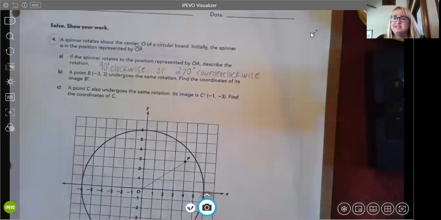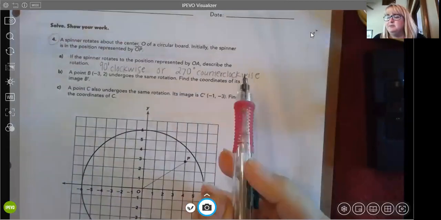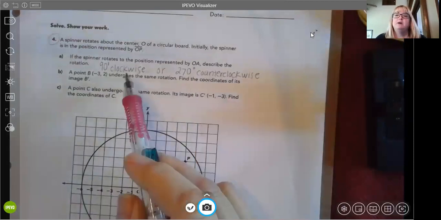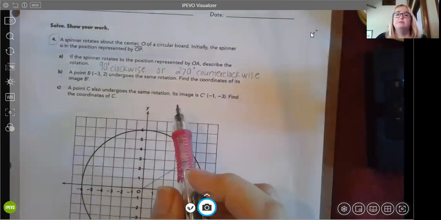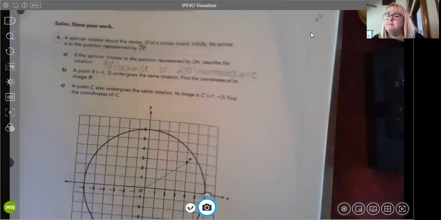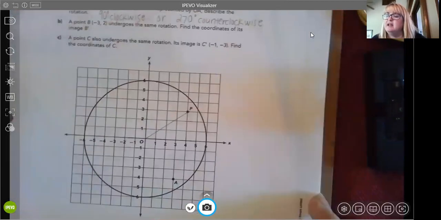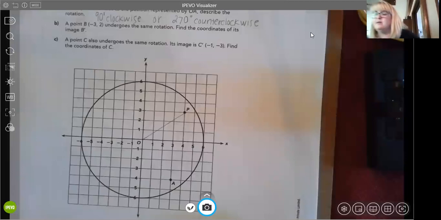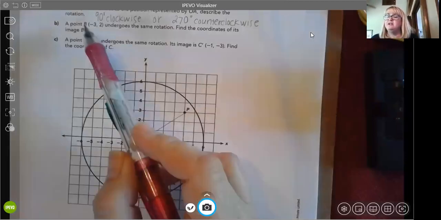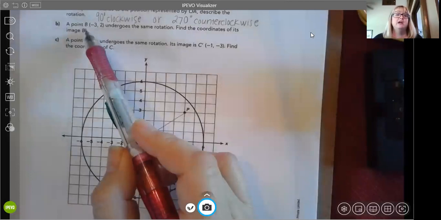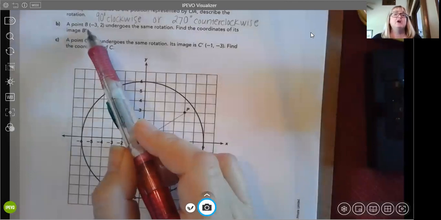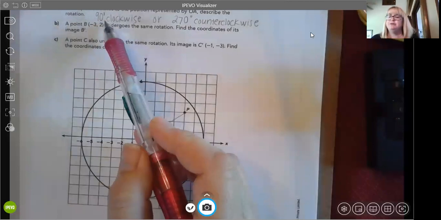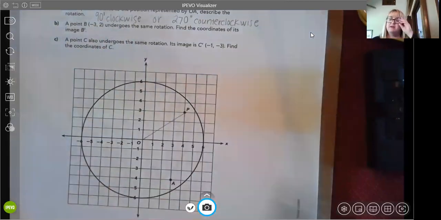So I wrote both answers, and either answer is acceptable. It doesn't tell you that you have to write two, but I wanted to go over two of them because either one is correct. All right, B says a point B, (-3, 2), undergoes the same rotation. Find the coordinates of its image B prime. Okay, what they're saying is we're going to put another point on our coordinate grid. It's also going to move 90 degrees clockwise or 270 degrees counterclockwise. Either way, I'm just going to keep it simple. We'll go clockwise 90 degrees.